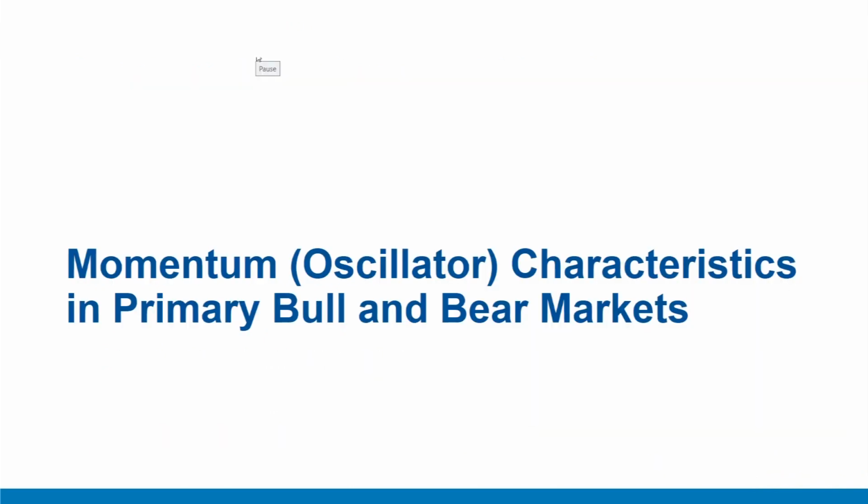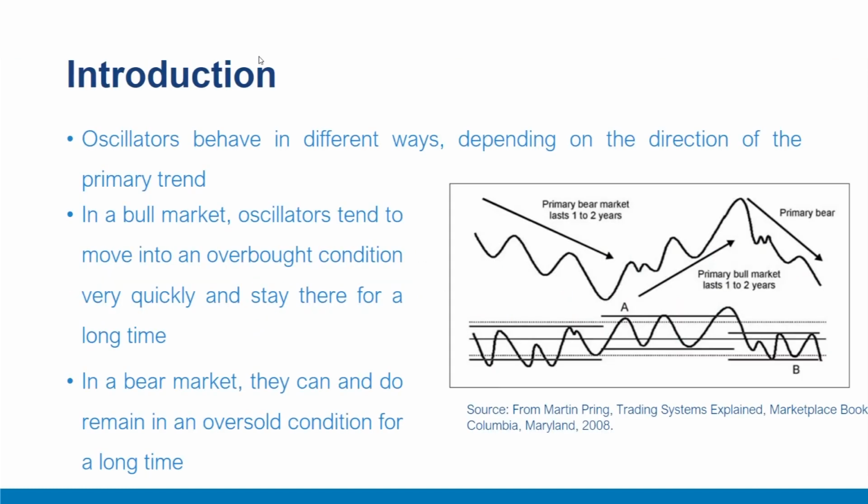In this video, we'll discuss momentum or oscillator characteristics in primary bull and bear markets. The character of an oscillator alters according to the price environment. In a bull market, oscillators tend to move into an overbought condition very quickly and stay there for a long time. For example, here in the bull phase, the oscillator may remain at the top overbought level for a long time. In a bear market, it can and does remain in an oversold condition for a long time. For example, in a bear market, it may remain in the oversold level here for a long time.